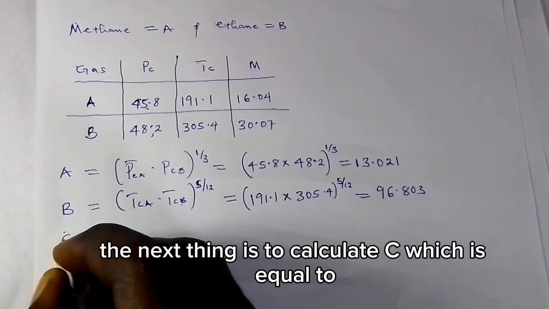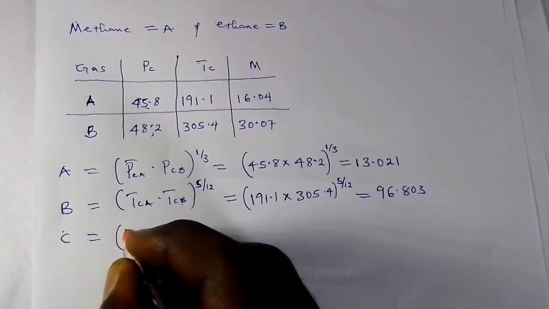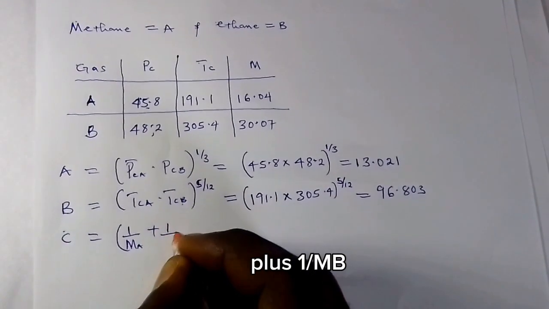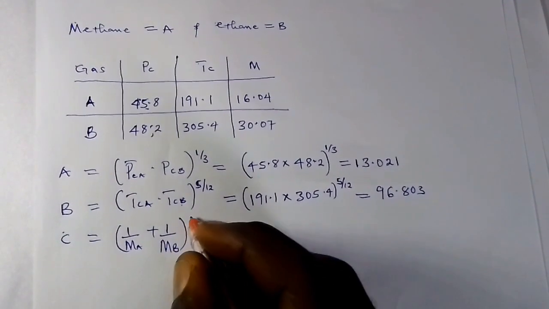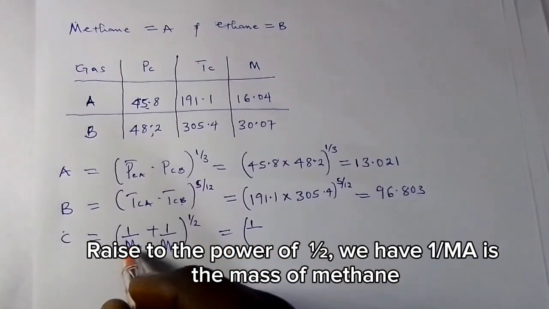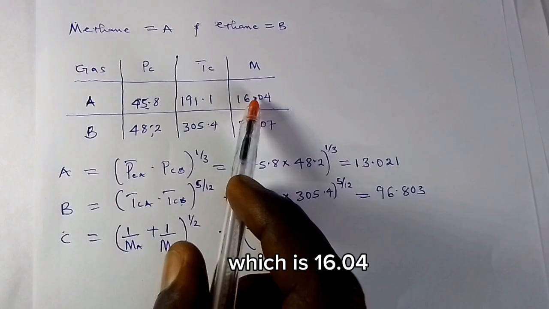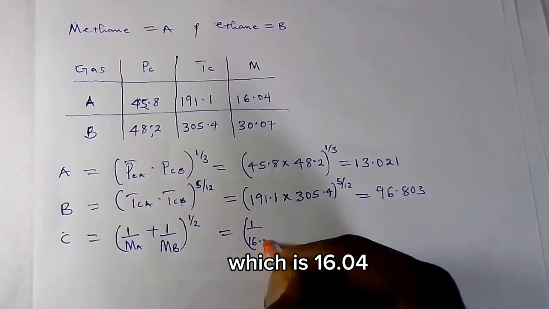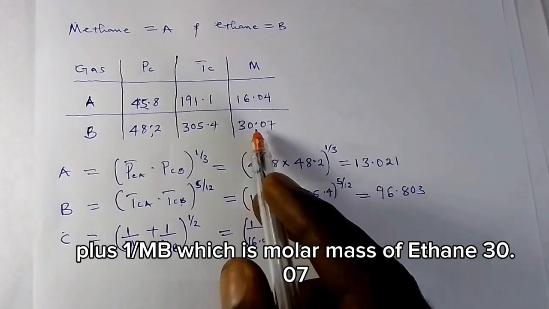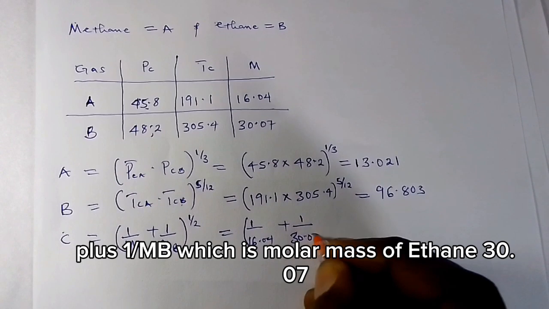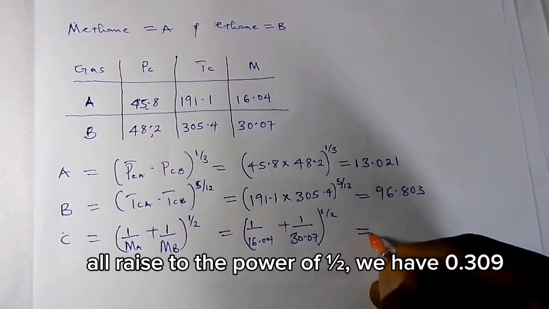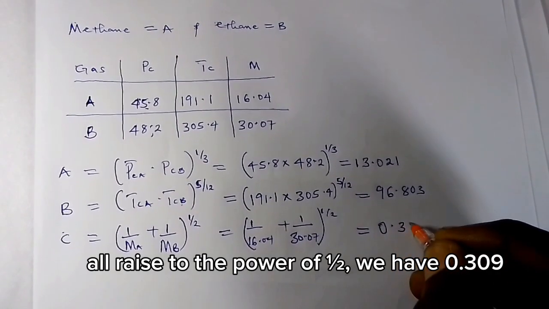The next thing is to calculate C, which is equal to 1/MA plus 1/MB, all to the power of 1/2. We have 1/MA, the molar mass of methane, which is 16.04, plus 1/MB, the molar mass of ethane, 30.07, to the power of 1/2. We have 0.309.